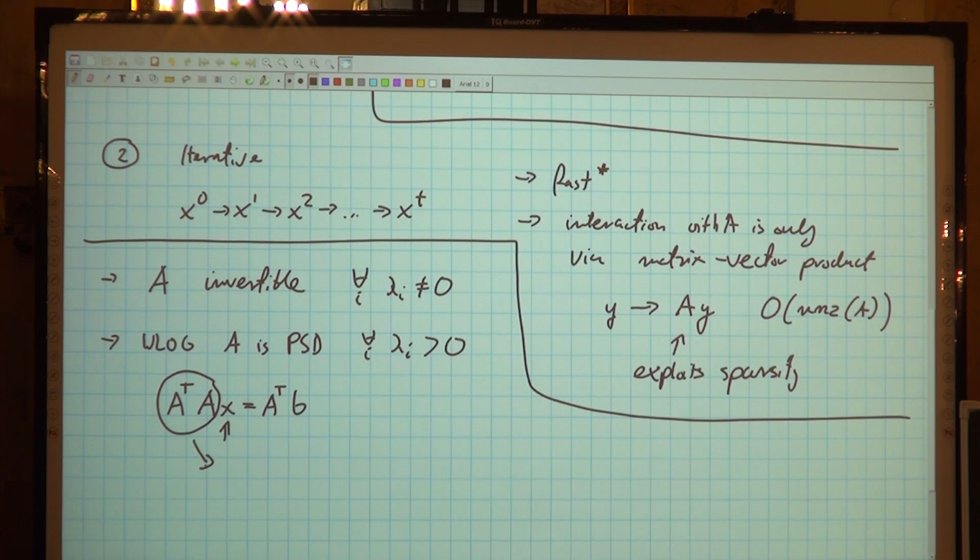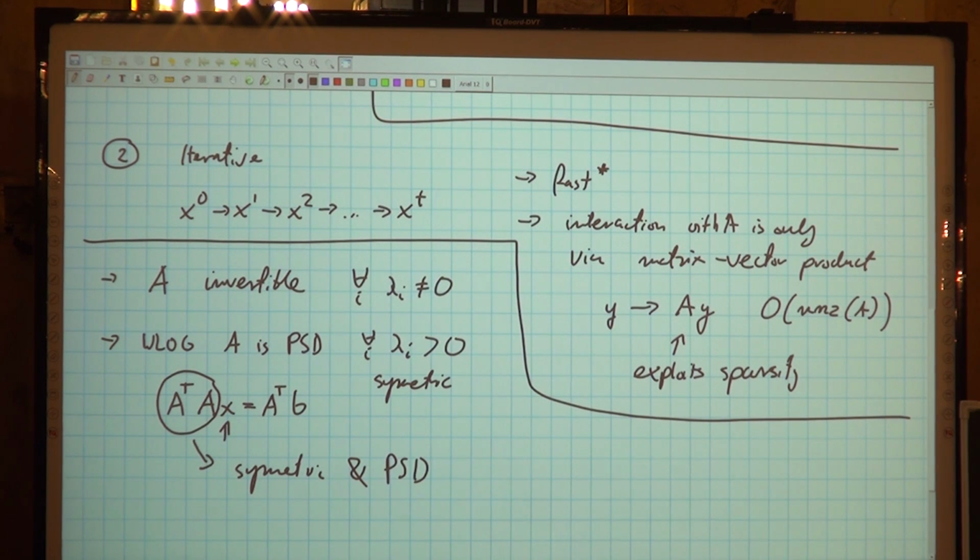So essentially what happens is that this thing actually becomes, and by the way, this is also symmetric. So now this is symmetric and also PSD, because the eigenvalues of that are just the squares of the original eigenvalues. So everything becomes positive now.